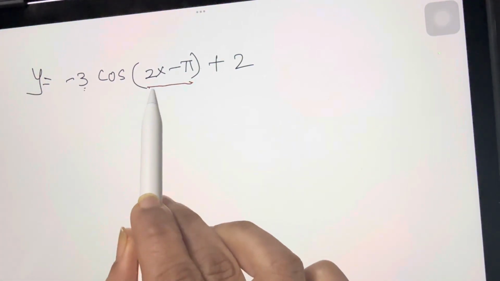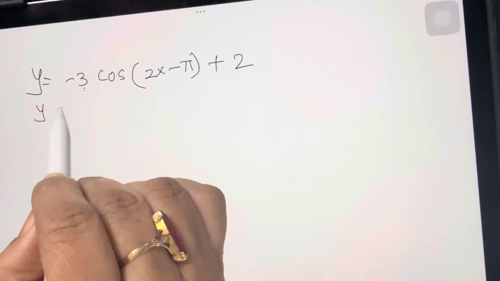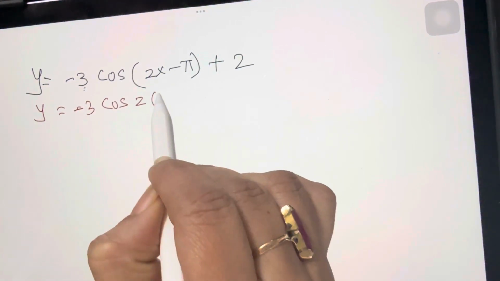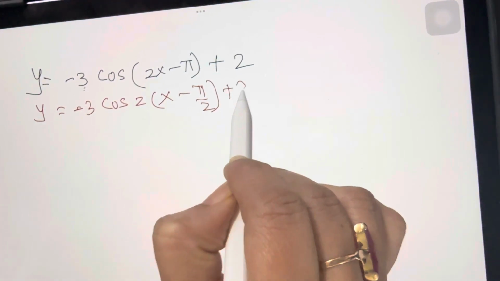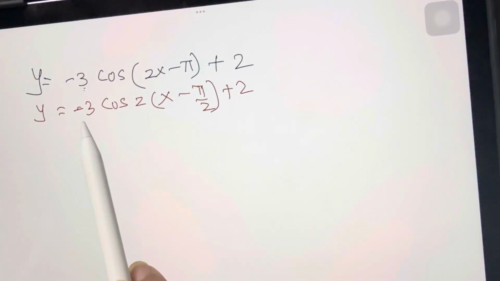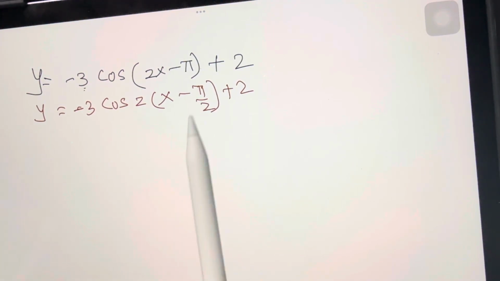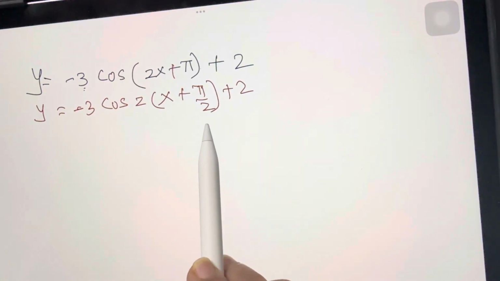That is the most important thing: you have to find the period. So how to do it? If you want to see the transformation without drawing the graph, if you remember, you have to isolate x. This is negative, so you have to take that x out. The moment I take that x out, it will be pi by 2 plus 2. So what is happening? It's a vertical stretch by 3, vertical reflection, horizontal shrink by half, and moving left by pi by 2.